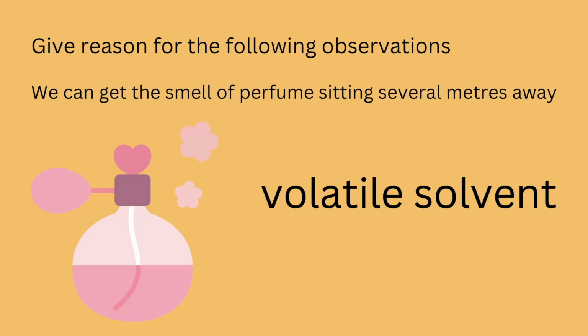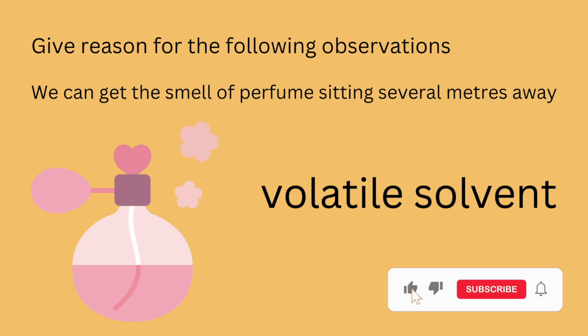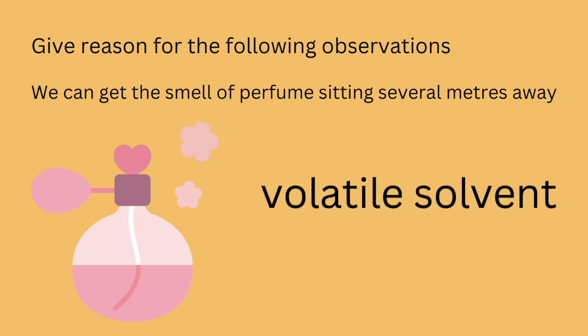Now we are moving to the next question, which is, we can get the smell of perfume sitting several meters away. Okay, perfume is basically in liquid form, right? So when you spray it on, it has a very volatile solvent. Solvent is the base liquid in which your odor is mixed. Solvent is a liquid. So you could say water is a solvent. It comes in the concept of solutions that we'll see in later chapters. In simple terms, when you try to create a solution, that is when you mix something in a liquid, the liquid is what we call a solvent.